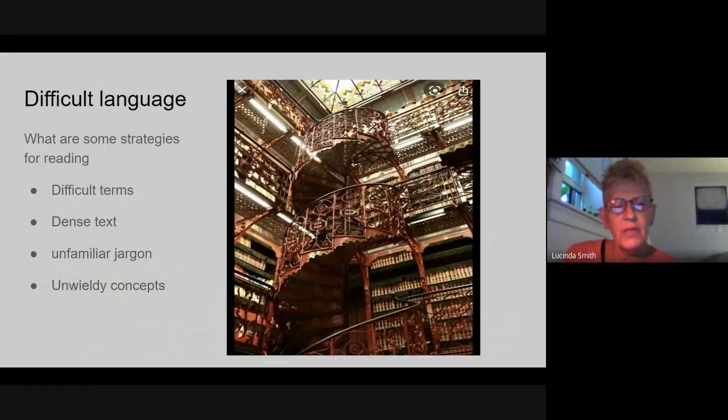So, strategies for reading. I always talk about this, and I have a reading sheet which I will put on Google Classroom. What are some strategies for reading? I talk about how to manage difficult terms. Of course, please look them up. How do we deal with dense text? How do we deal with unfamiliar jargon and unwieldy concepts? So what I suggest is take the time. Take the time to learn new concepts.